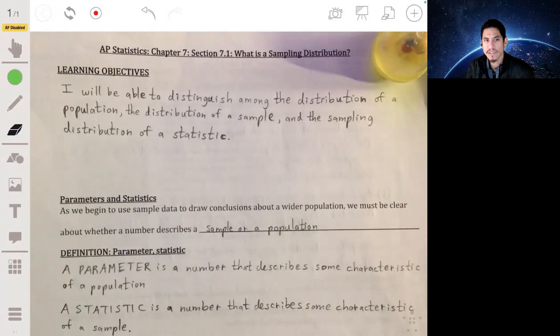Okay, so in these next couple of videos, I'm going to start going over the topics in chapter 7, which mainly revolves around the idea of a sampling distribution. Now, before we can get into what a sampling distribution is, we need to first learn some basic terms and definitions so we can talk about it properly.